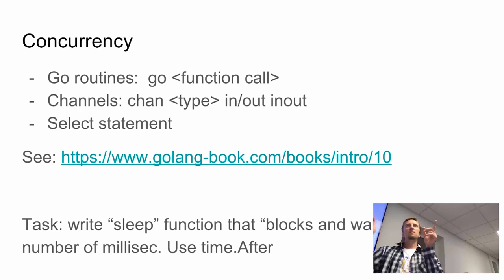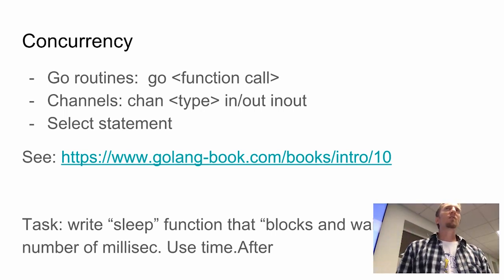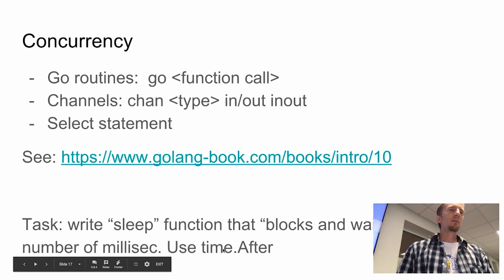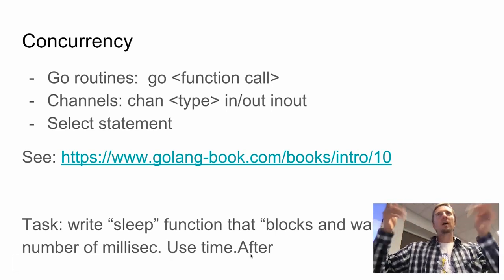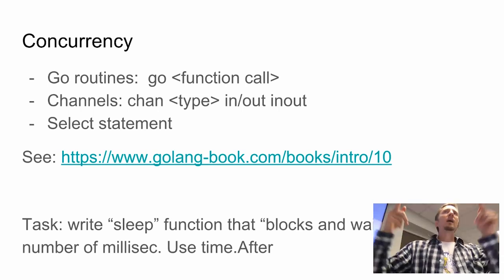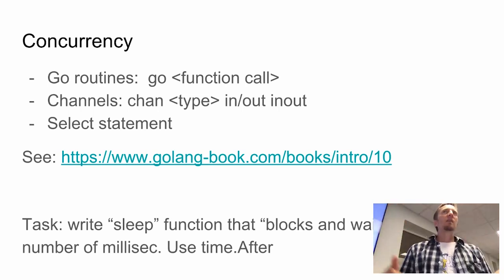So if I say sleep 1,000, it will call sleep, wait 1 second, and then continue, right? If I say sleep 10,000, it will go here, wait 10,000 milliseconds, 10 seconds, and then continue. So write a sleep function in Go, which uses time.After to block for a given duration of time and then continue, okay? How would you do that?